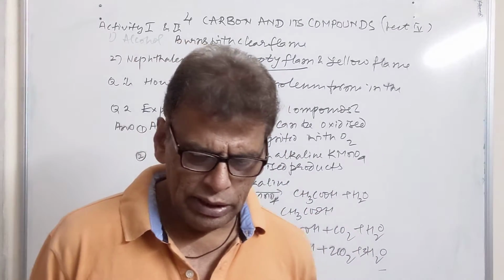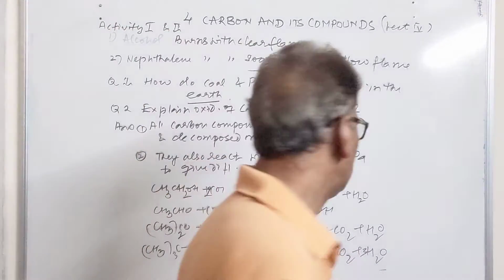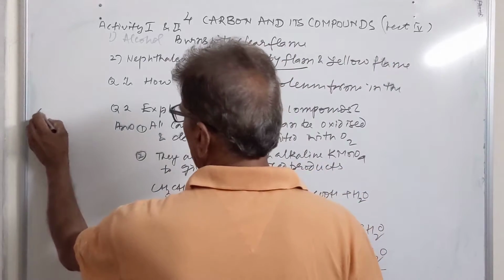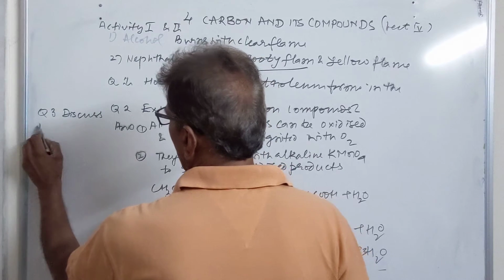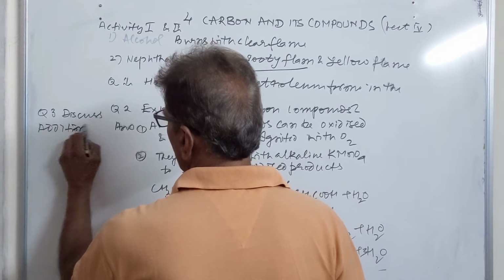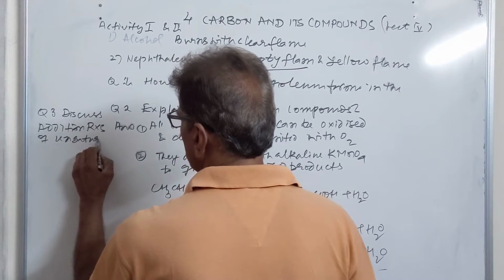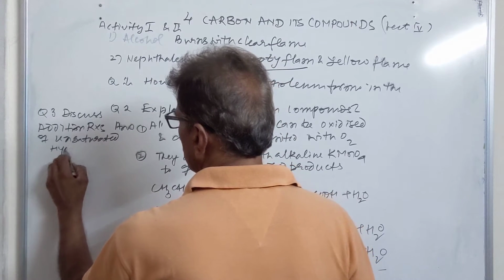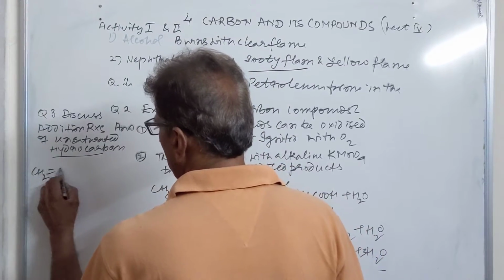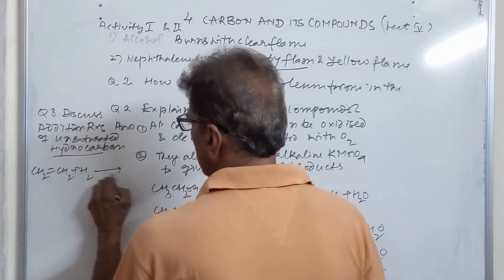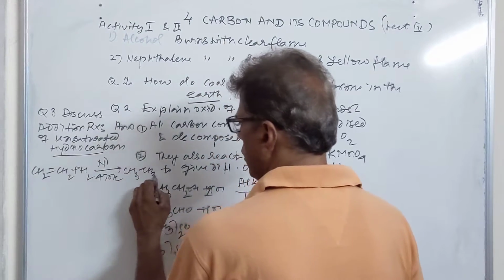Now give an activity which shows that unsaturated hydrocarbons undergo addition reactions. So we'll now be studying question number 3. We have discussed addition reactions of unsaturated hydrocarbons. Unsaturated hydrocarbons can add a molecule of hydrogen in the presence of nickel at 470 Kelvin. The product will be a saturated hydrocarbon, that is, an alkane.